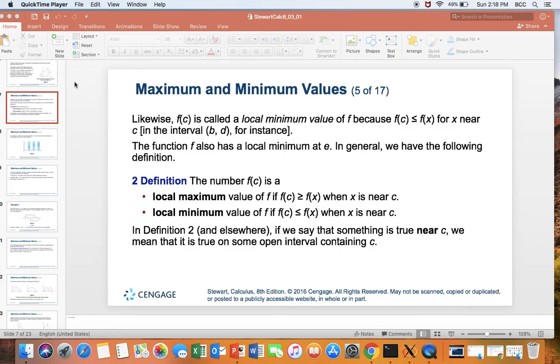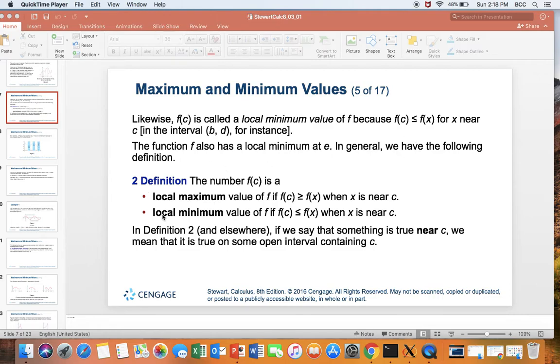So continuing, we say f of c is called a local minimum value if f of c is less than or equal to f of x for x near c. We are not requiring this throughout the domain, just near c. f of c is less than or equal to, so that makes it a local minimum. Likewise, a local maximum means you have to be greater than or equal to.